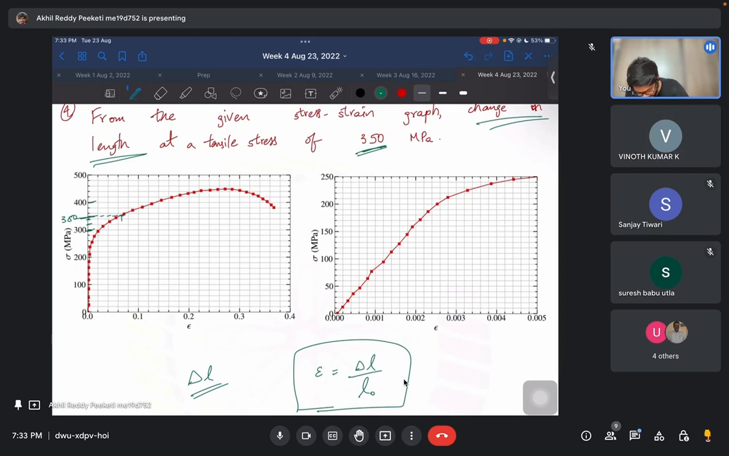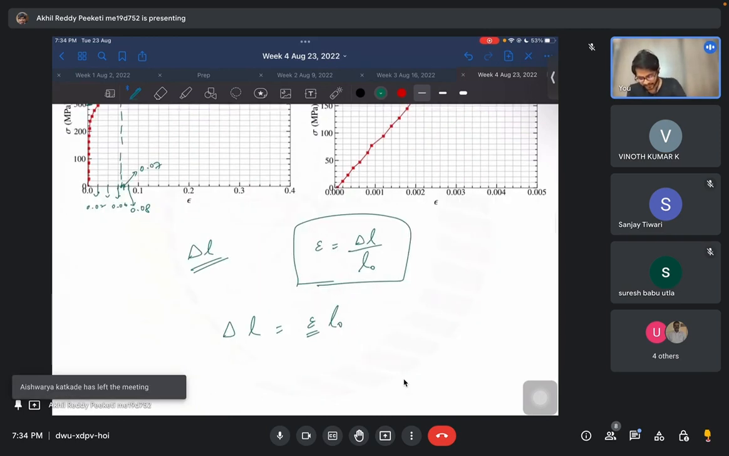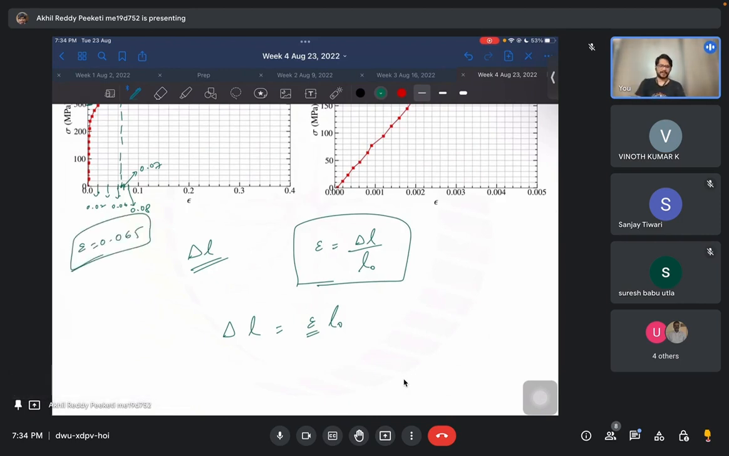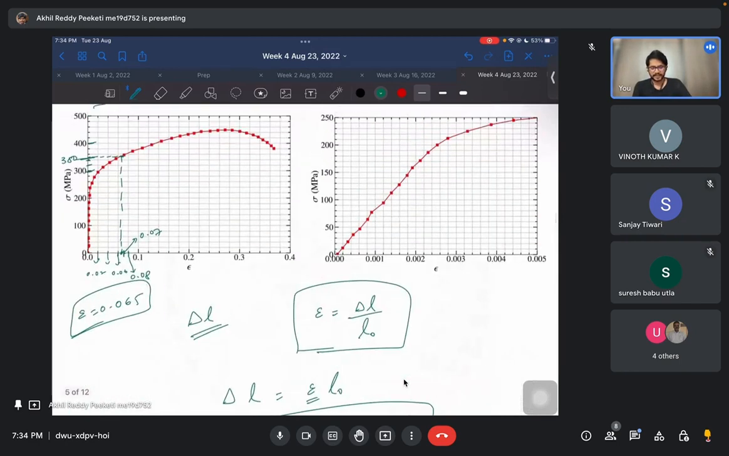So you draw a straight line below, and read the corresponding strain. So this is 0.1. So this would be 0.02, 0.04, 0.06, and this is 0.08. Okay. So this is 0.07. So let's take epsilon as 0.065. In your assignment answers, if questions like this are there, they'll usually be in a range, so any value would work. So 0.065 into L naught. This is the change in length. If you are given the initial length, you can estimate the change in length. So is this clear?